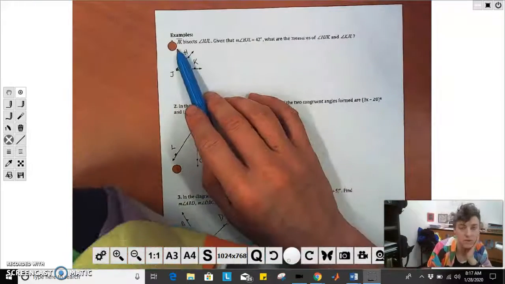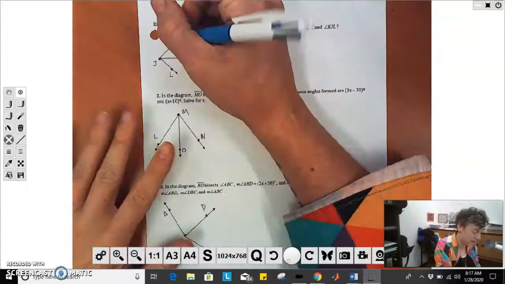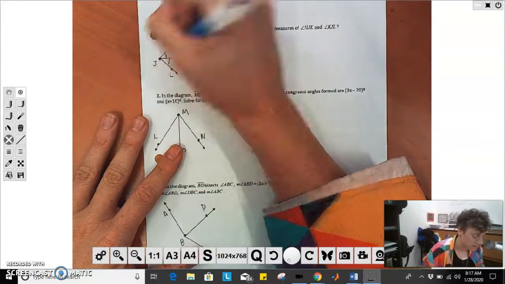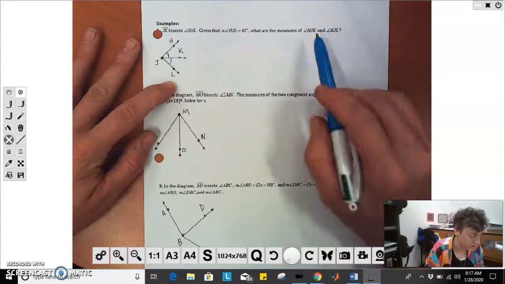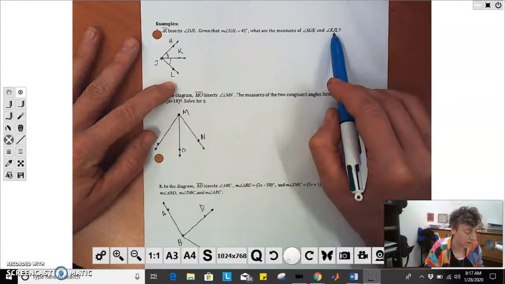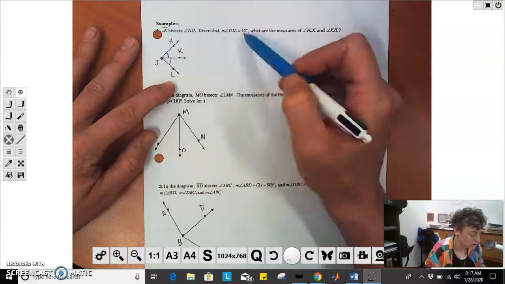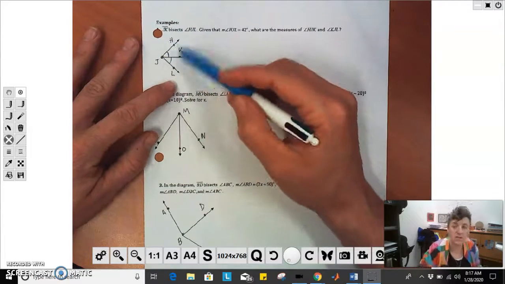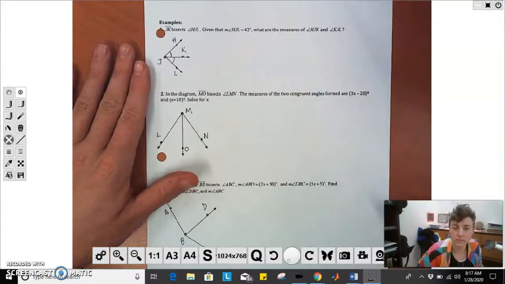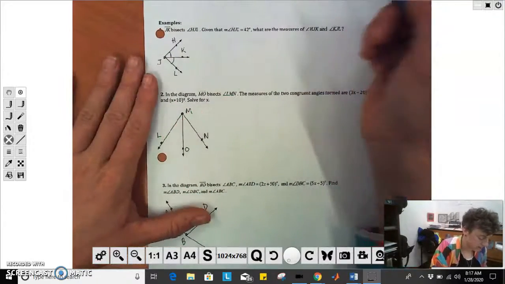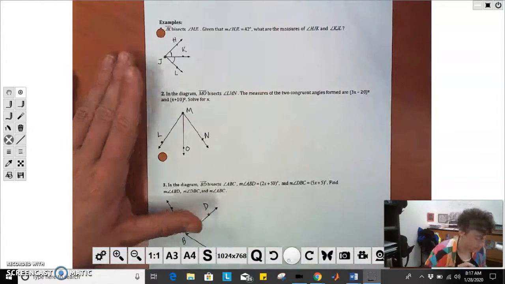All right, this says ray JK bisects angle HJL. That means these halves are perfectly equal to each other. Given that HJL is 42 degrees, what are the measures of HJK and KJL? So if the whole angle HJL is 42 degrees, and these 2 parts are equal to each other, what would each of these parts be? Well, I could set this up so that these 2 adjacent angles add up to be the big one. Some of you already know the answer to this question, which is awesome. That's great.